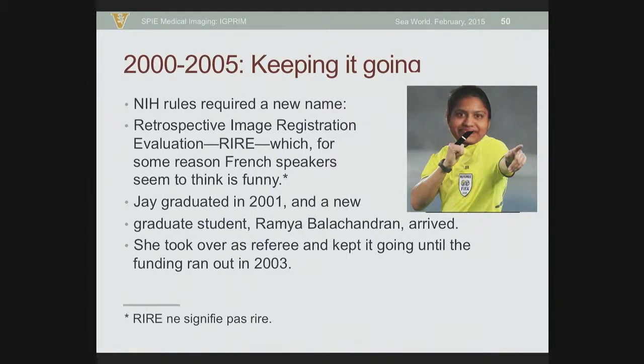Well, we got the funding, such as it was, and the NIH rules required a new name, Retrospective Image Registration Evaluation. I made the name up, RIRE, which for some reason French speakers seem to think is funny. I don't understand that. But anyway, Jay graduated in 2001, and a new graduate student showed up. Ramya Balachandran, she was just as good as him at corralling people and keeping this thing going. The funding ran out in 2003, and we just continued it as a labor of love until 2005.